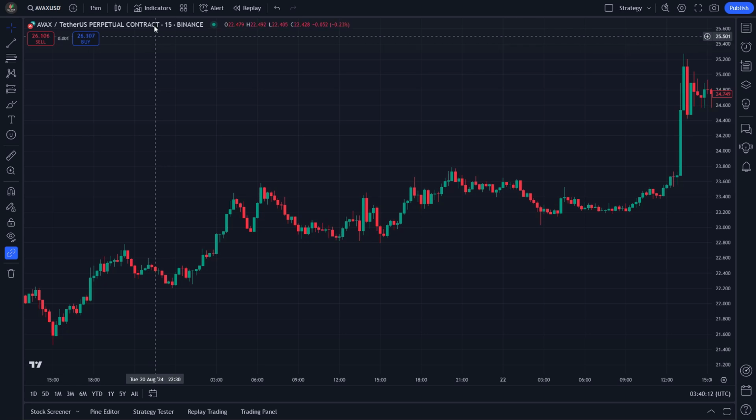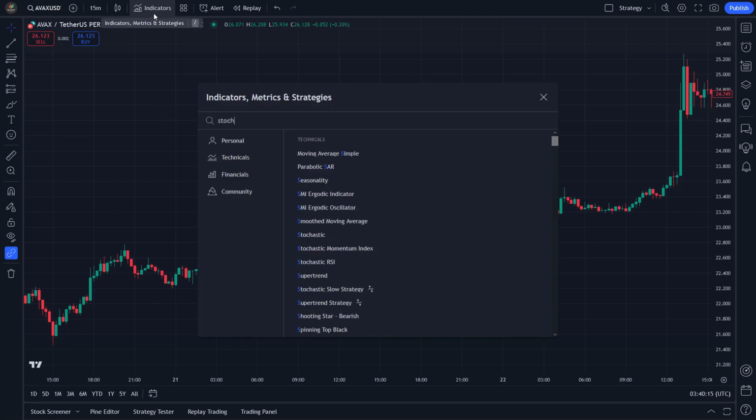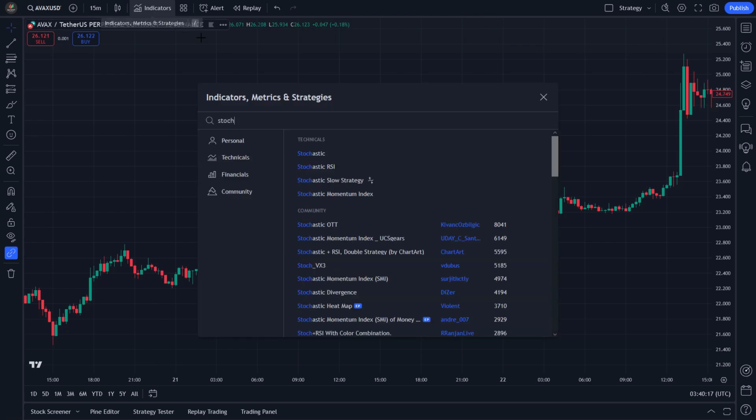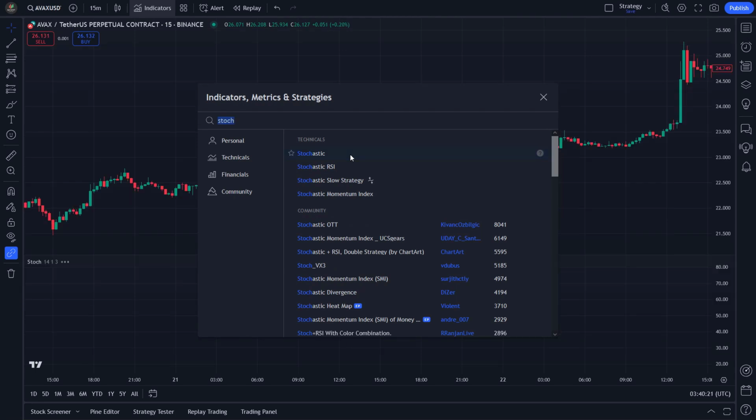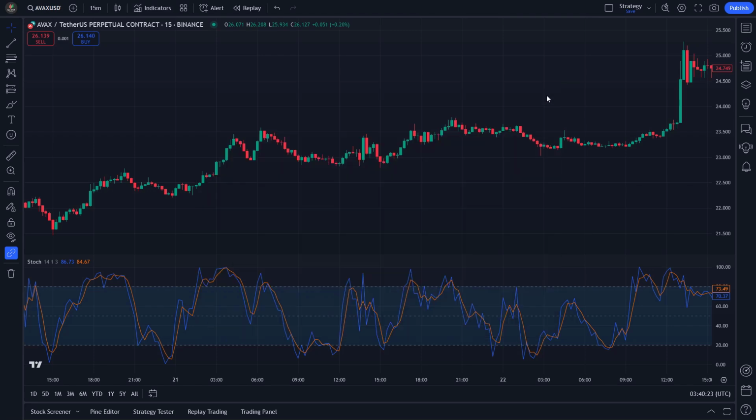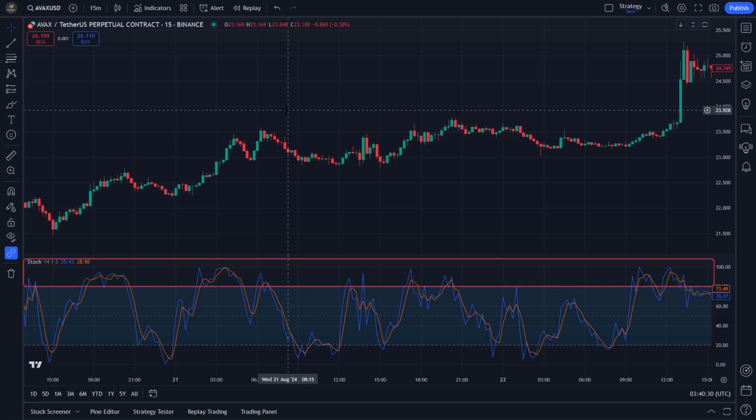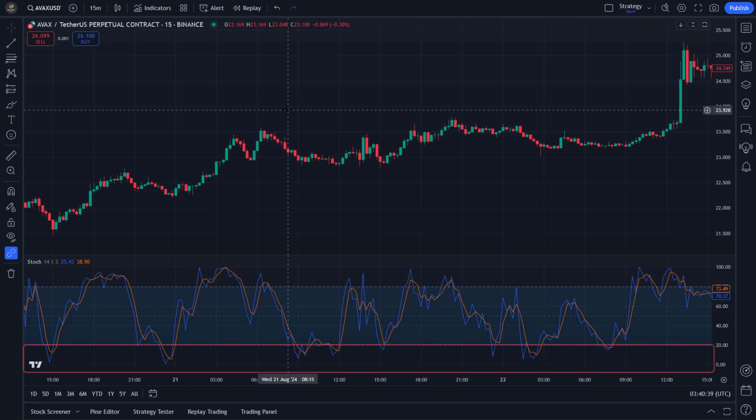For our first indicator, we will be using the stochastic indicator. This powerful tool is designed to measure the momentum of price movements. It compares a particular closing price of an asset to a range of its prices over a specific period, helping us identify potential reversal points in the market. A stochastic value above 80 typically indicates an overbought condition, which can suggest a potential price drop in the near future. Conversely, when the stochastic value dips below 20, it indicates an oversold condition, implying a possible price rise soon.